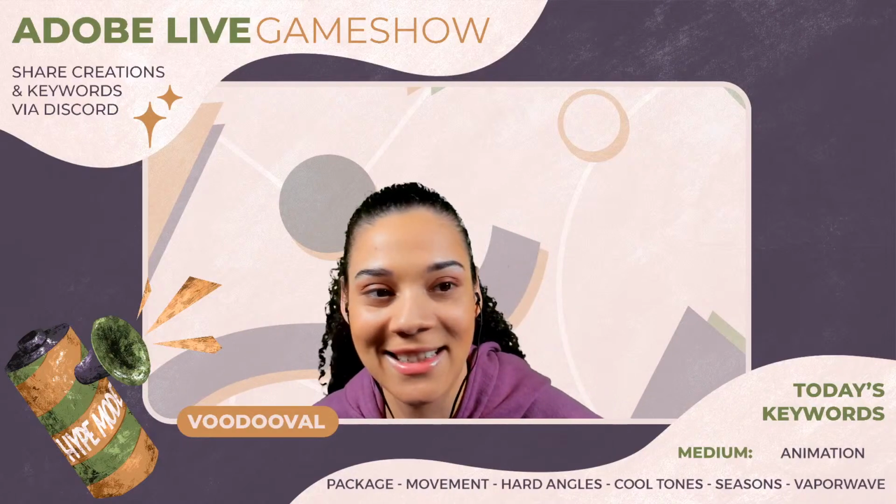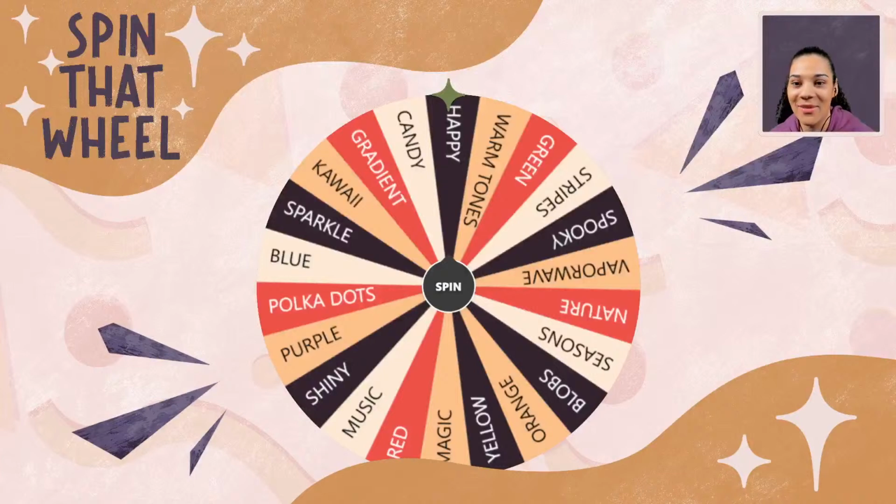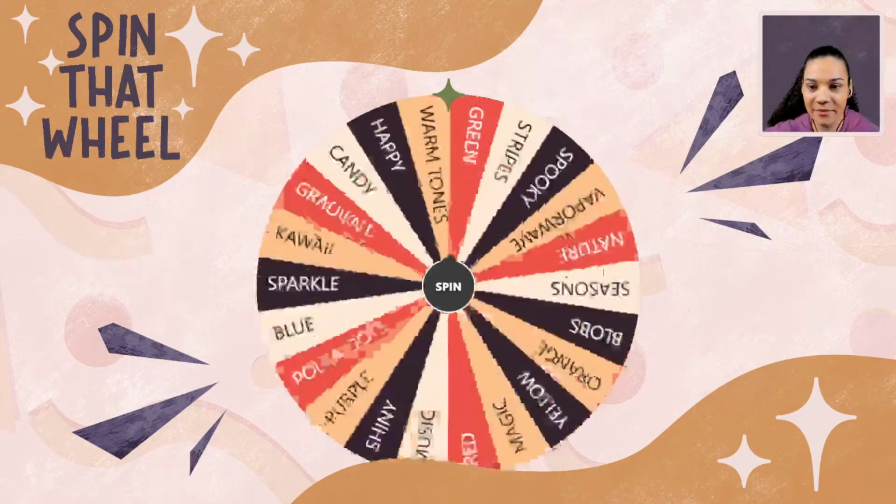All right, let's spin our wheel and get our keywords, shall we? This is our wheel. You'll notice that there are some new words on the wheel today because I wanted to mix things up a little bit. So we are going to see what we get. Let's go ahead and spin. I'm gonna have to move my iPad while we do this so I can see. Okay, let's do it.